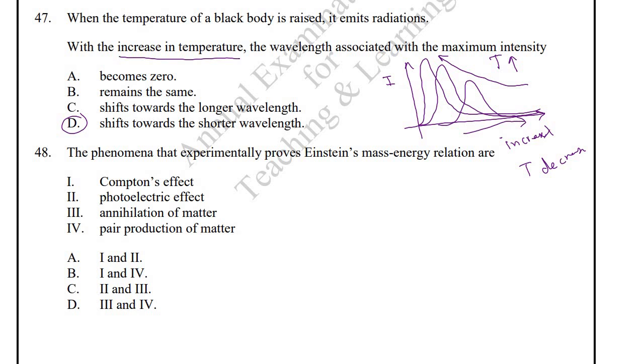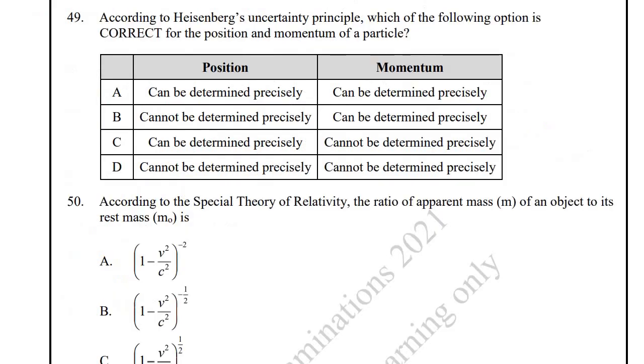So, the correct answer for question number 48 is option D, that annihilation of matter and the pair production in which mass is converted into energy and energy is converted into mass. So option D is the right answer.